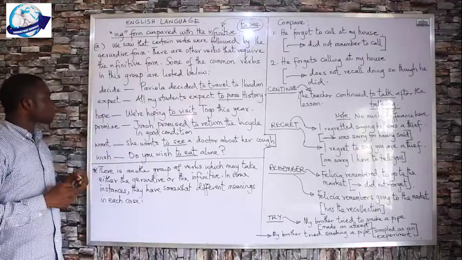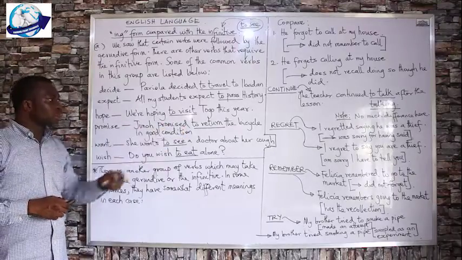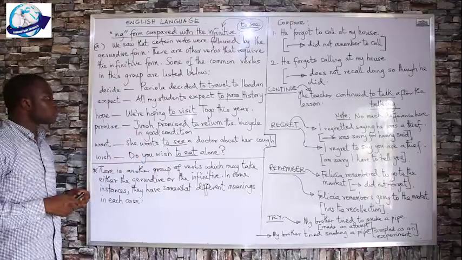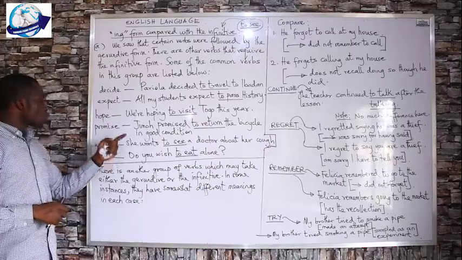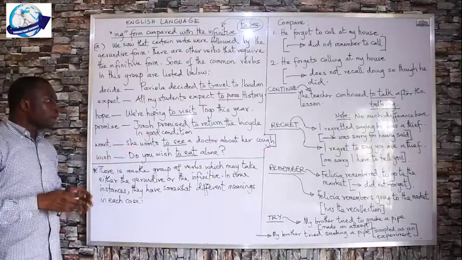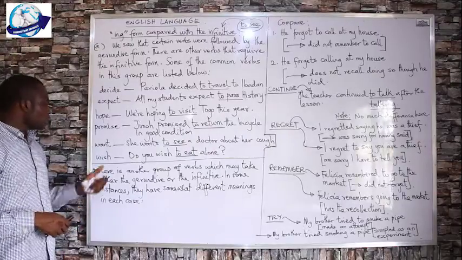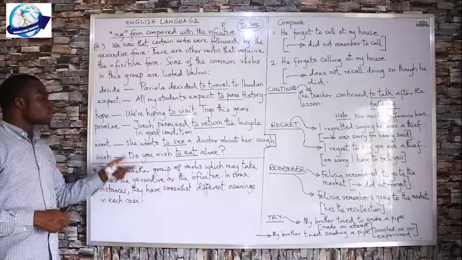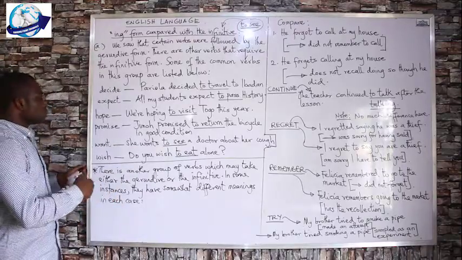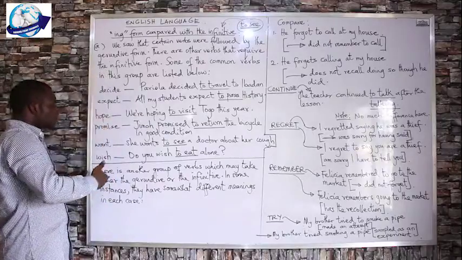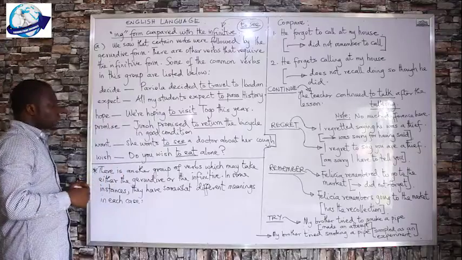Then you have the word promise. Jimo promised to return the bicycle. To return the bicycle, not promise returning. Promise to return. Then want. She wants to see a doctor about her cough. Then wish. Do you wish to eat alone? So these are some verbs that need the infinitive form rather than the gerundive.